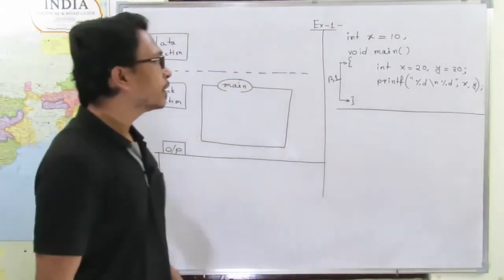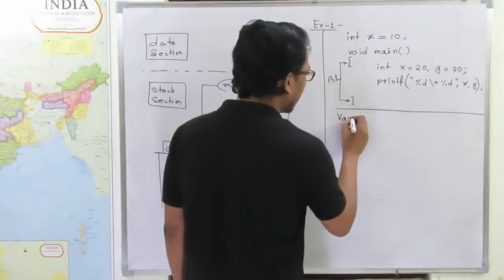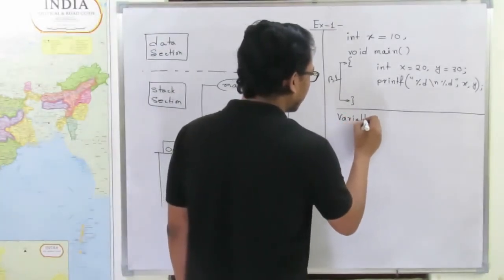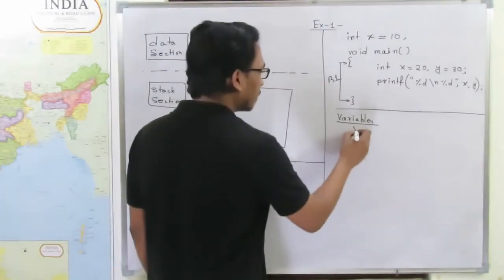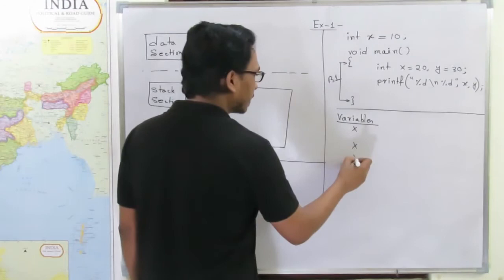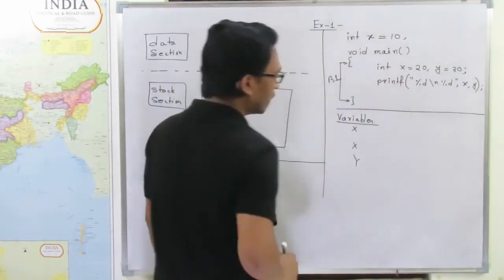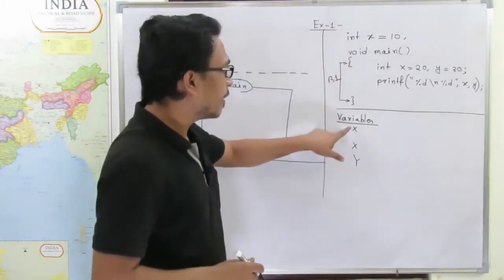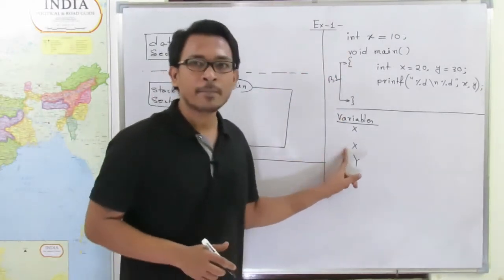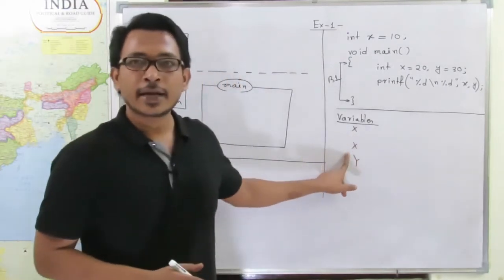So let's start. Now look, how many variables are there in the program? We have in total 3 variables, x, x, and y. This one is x, this one is x, this one is y. So look, here in this particular code segment we have 2 variables with the same name. Is it a problem? No, it will not make any problem.